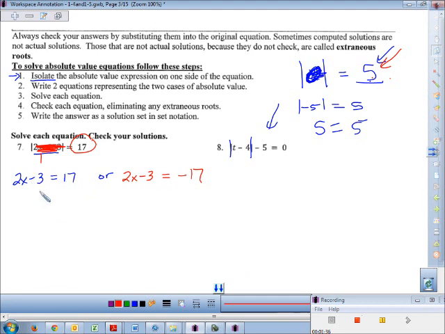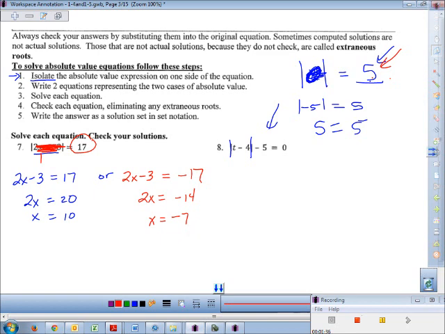Add 3 to both sides. Let me do it in blue to keep things consistent. So 2x equals 20, and then x would equal 10, right? That's the one on the left. Solve the one on the right also. And slow down. It's not a speed process, this negative stuff and all that. Negative 17 plus 3 is how much? Negative 14. And then we'll divide by 2, and x will equal negative 7.